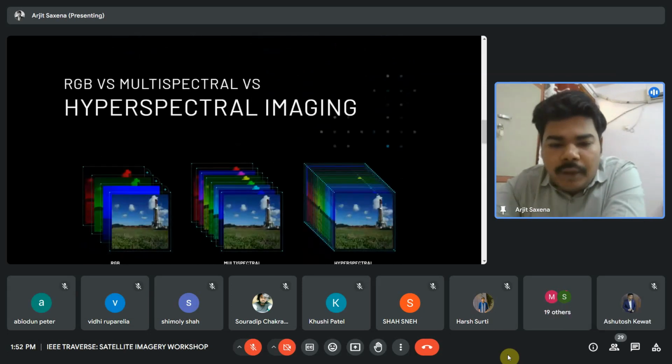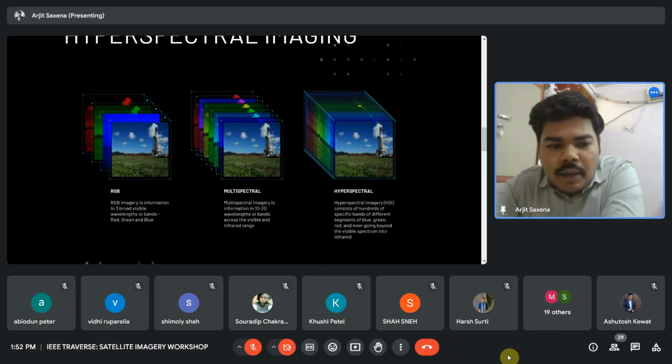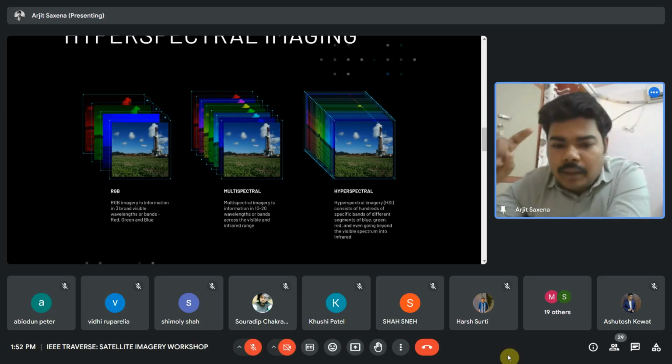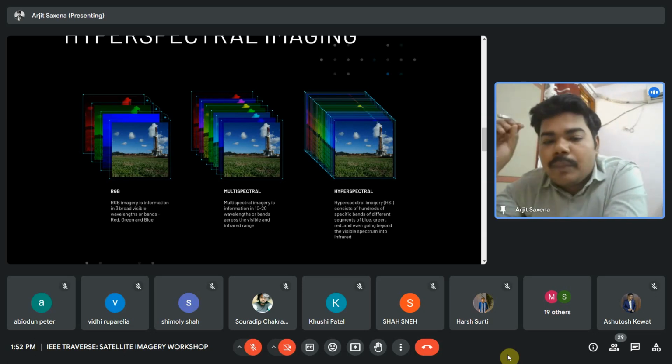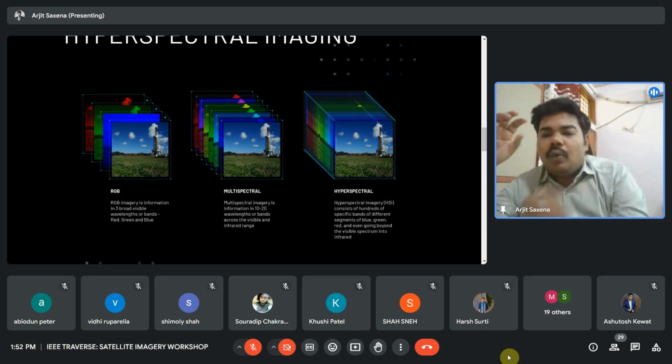I will show you a video also regarding hyperspectral imaging. See, in RGB you have 3 frames: red, green, and blue. In multispectral there can be 10 to 20 frames, but hyperspectral consists of hundreds of frames, with different segments of RGB, which provide you a different perspective to look at a particular image.